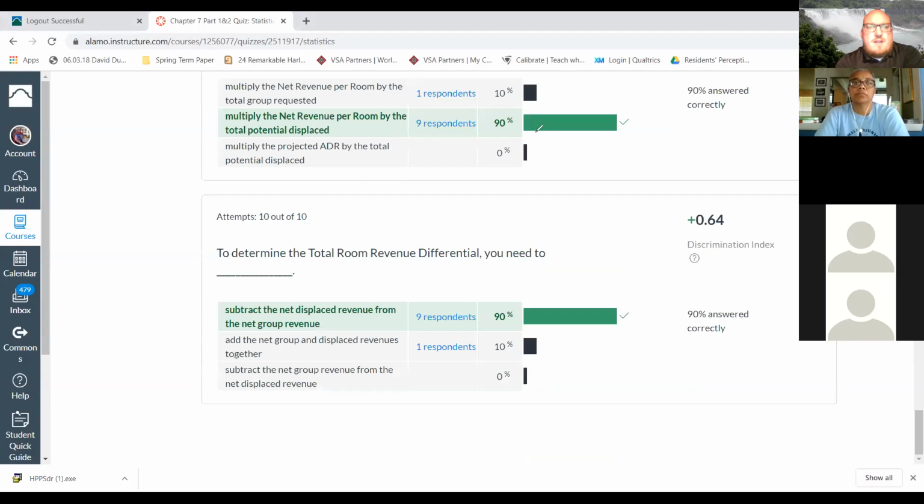All right, and then the last thing, we want to make sure that we're subtracting the net displaced from the net revenue. We don't want to add those two together. We want to actually subtract. It's always important to understand that we always subtract the displaced revenue from the net group revenue. That way we get the correct answer. Any questions, comments, concerns about that? Nope. Okay.